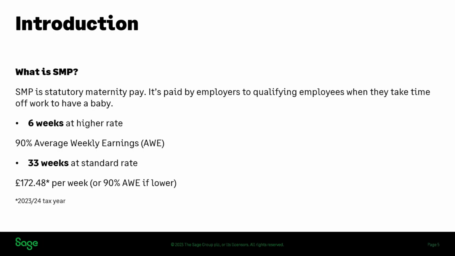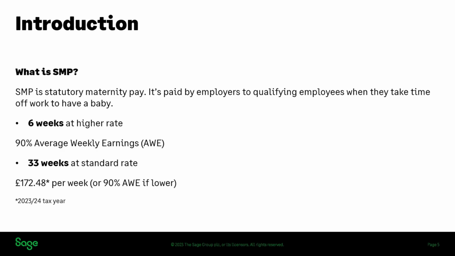And we'll first start by explaining what SMP is. SMP is short for statutory maternity pay. It's a payment made by employers to qualifying employees when they take time off work to have a baby. Now, it is payable for up to 39 weeks. For the first 6 weeks of SMP, it is paid at a higher rate, which is 90% of your employee's average weekly earnings, or AWE. And then for the remaining 33 weeks, it is paid at a standard rate of either £172.48 per week for the current tax year, or 90% of average weekly earnings if that's lower.